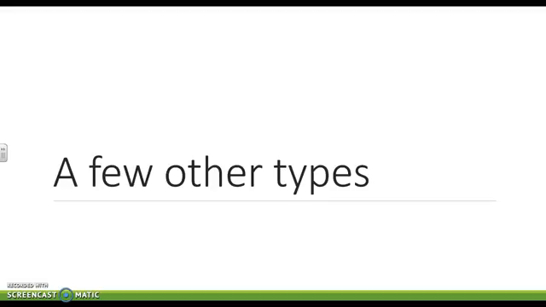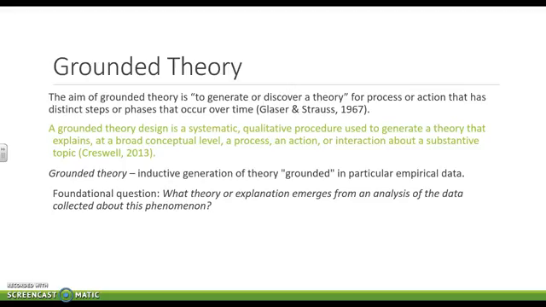So a few other types, just as an FYI. Grounded theory is a qualitative method where we are trying to generate an actual theory. So we don't have information on this theory. It's new. You are trying to develop it. And the idea is that we are going to ground it in very specific data. The methodology to do this is very, very intense. So we're not going to go too in-depth, as it's probably not practical for most of you.